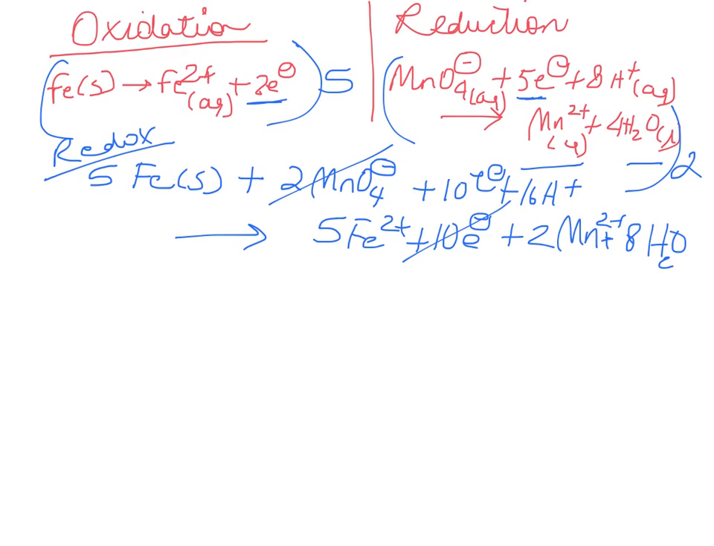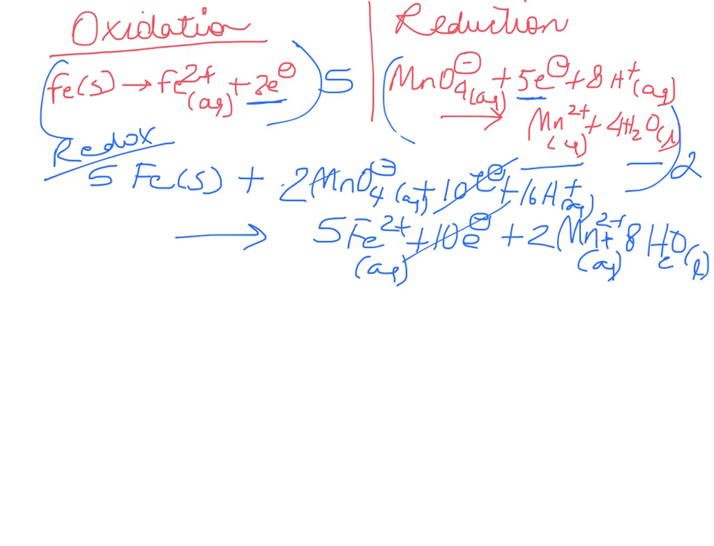The 10 electrons are going to cancel off. What remains is your overall redox reaction, which is 5 Fe solid plus 2 permanganate aqueous plus 16 protons aqueous gives you 5 Fe2+ aqueous, 2 Mn2+ aqueous, and of course H2O is going to be a liquid.